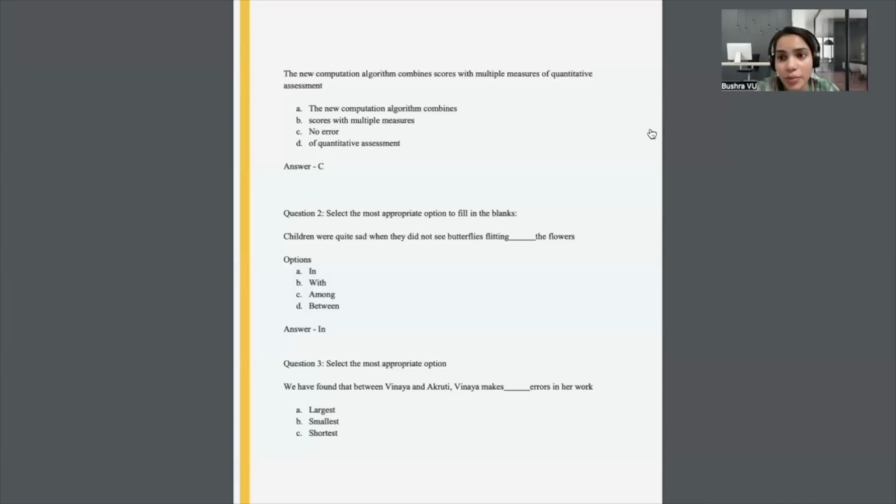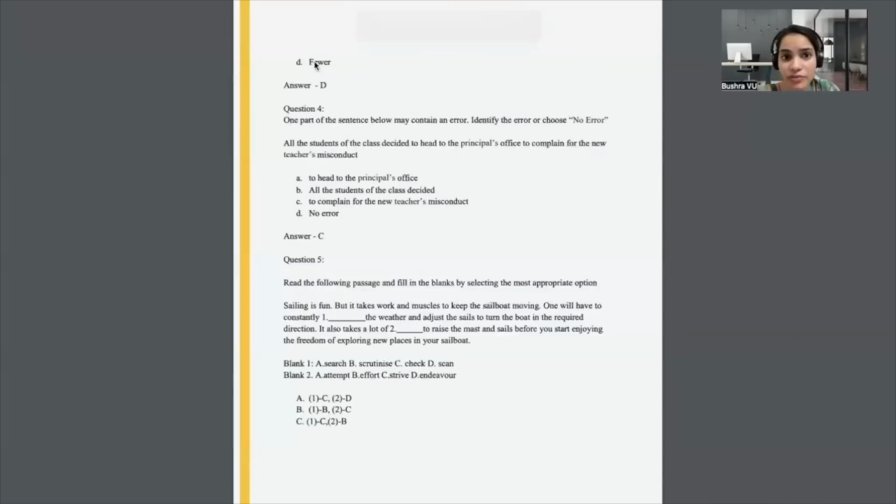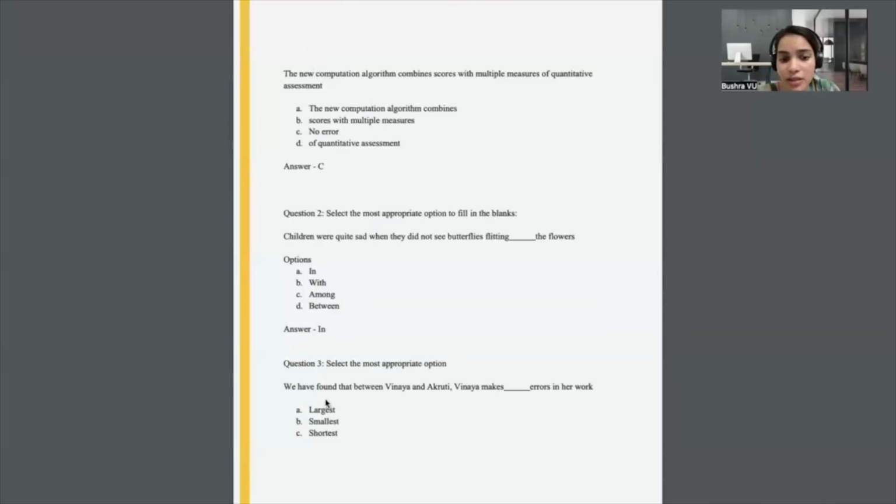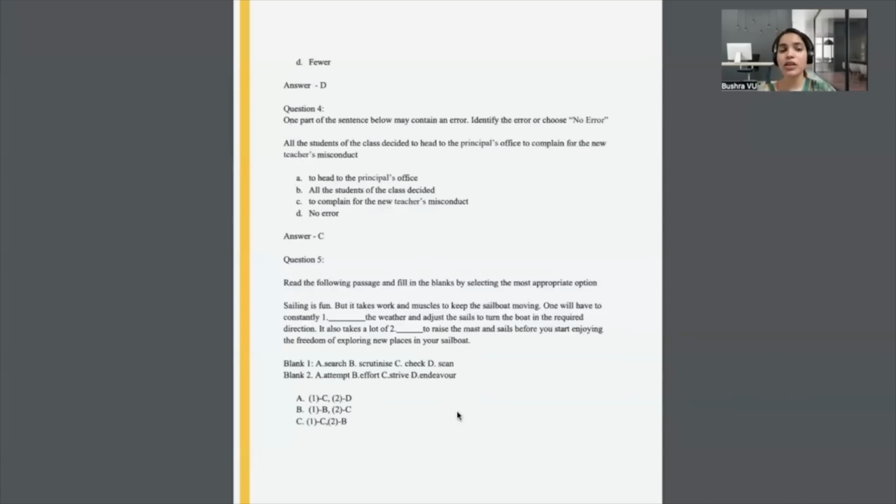Quantity, numbers, right? When we talk about numbers, when we talk about something quantifiable, we talk about more, we talk about few, right? So we have to look for these options. Largest errors, no. Smallest errors, no. Shortest errors, no. Fewer errors, correct. So here when we're talking about quantifying the errors, we're trying to say it's few or it's a lot. So that's why the correct answer is option D.